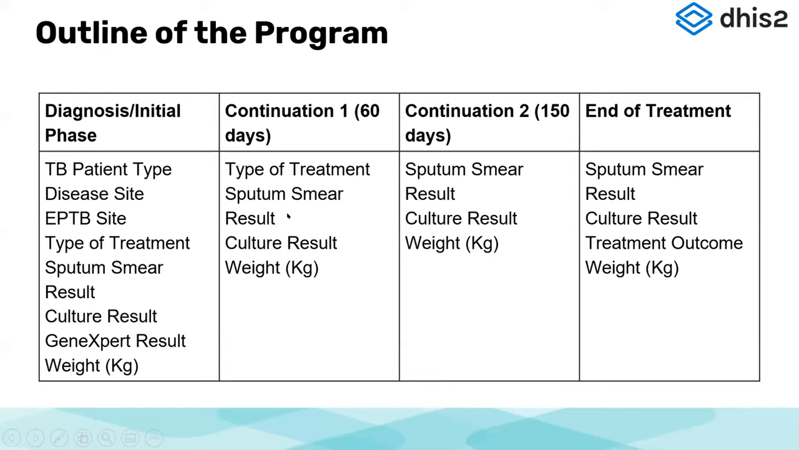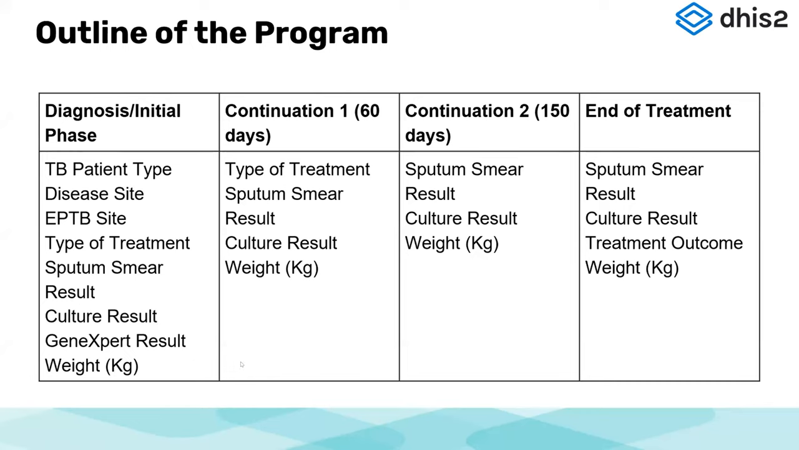Let me share my screen again. Okay. So these are the different data elements that we collect in each of these program stages. You can see in the diagnosis and initial phase, we are collecting data items such as the TB patient type, the disease size, extrapulmonary TB site and the type of treatment, sputum smear, the result, culture result, things like that.